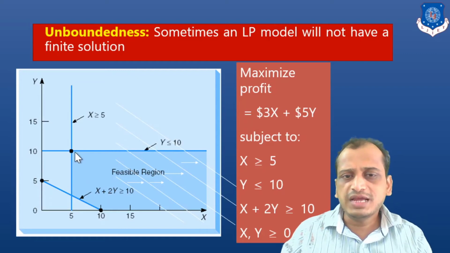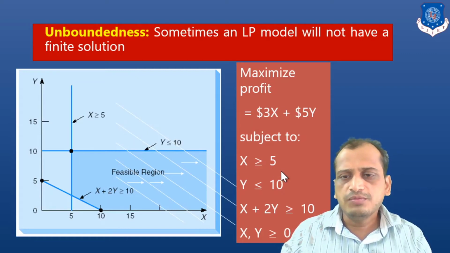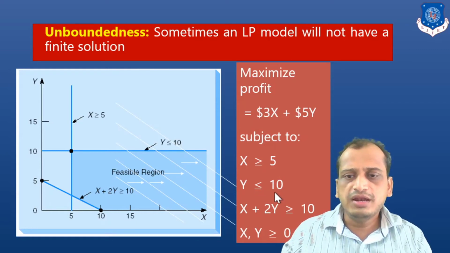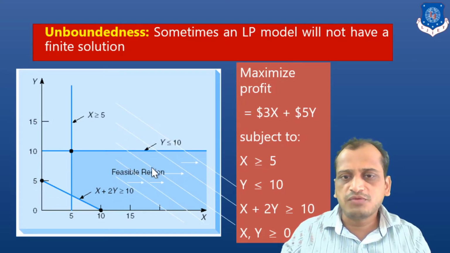Now if you see the common region between x greater than equal to 5, y less than equal to 10, and the third constraint, you will see this is the feasible region, right? But you will not find a closed bounded solution. If you increase this profit line, isoprofit line, right, this is the isoprofit line.